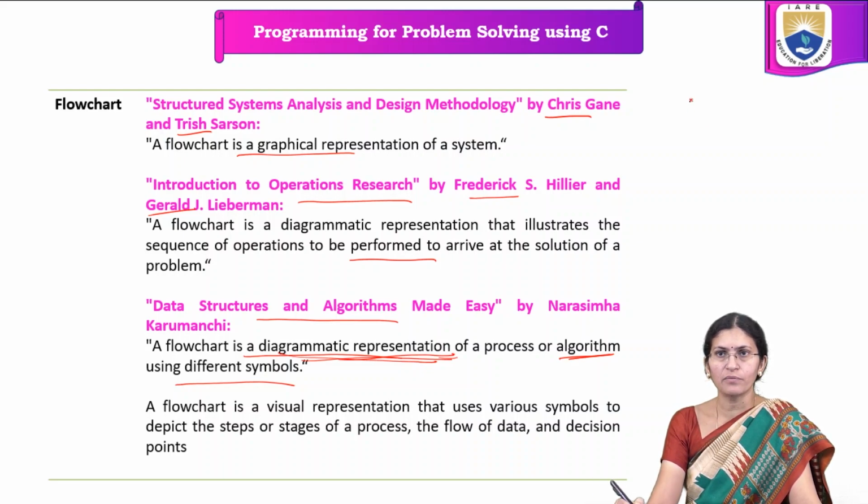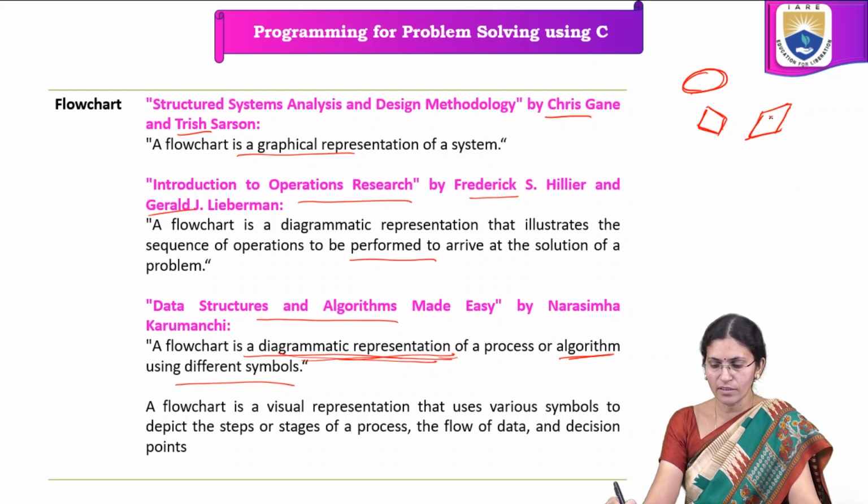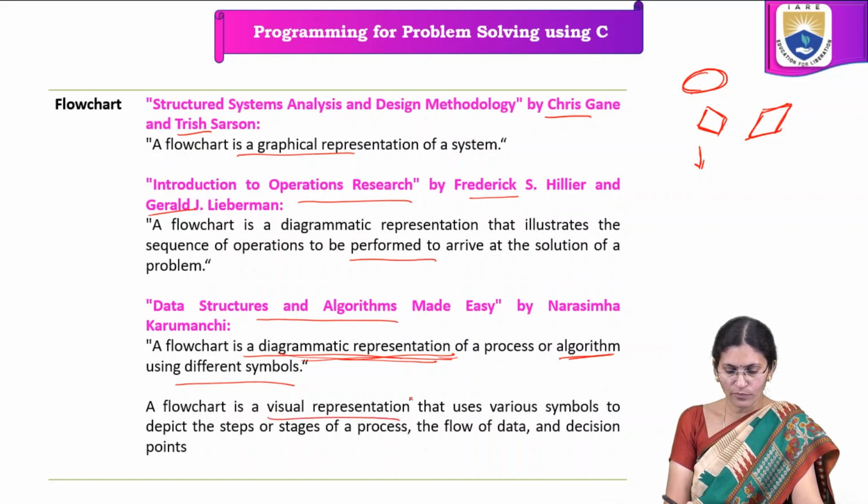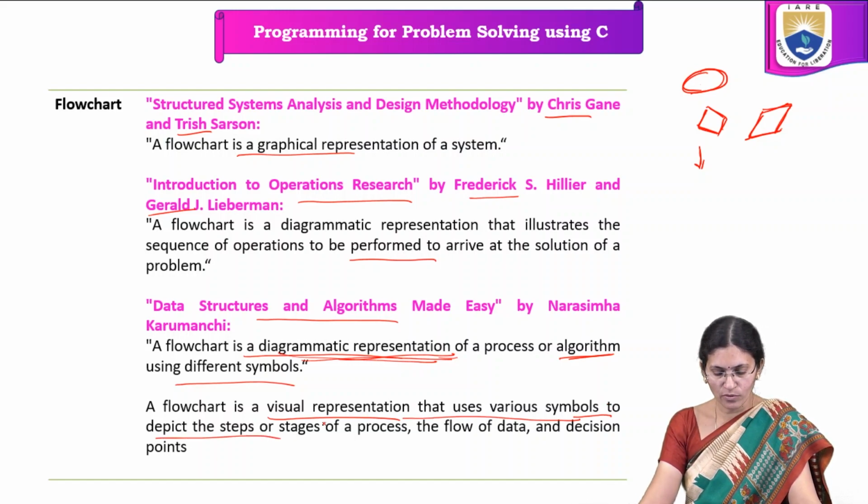In the diagrams we have different symbols. Like this is one of the symbols. This is for start and stop. This is for decision making, and this symbol is used for reading input values and for printing the data on the screen, that is, outputting the data. One more symbol we have is the arrow, to indicate the flow of the program. So a flowchart is a visual representation that uses various symbols to depict the steps or stages of a process, the flow of data and decision points.